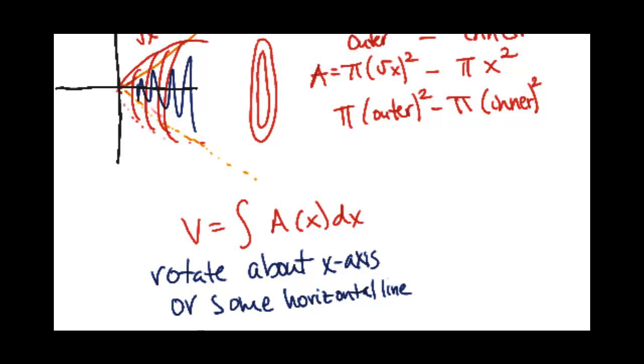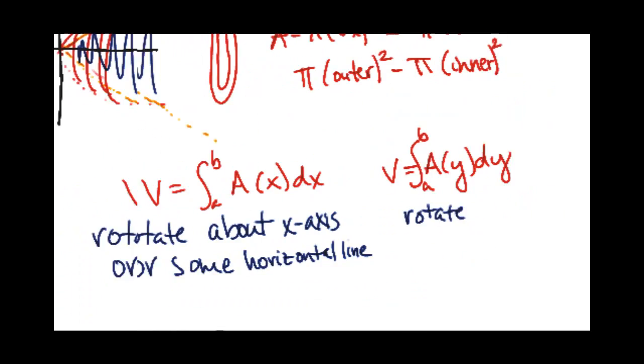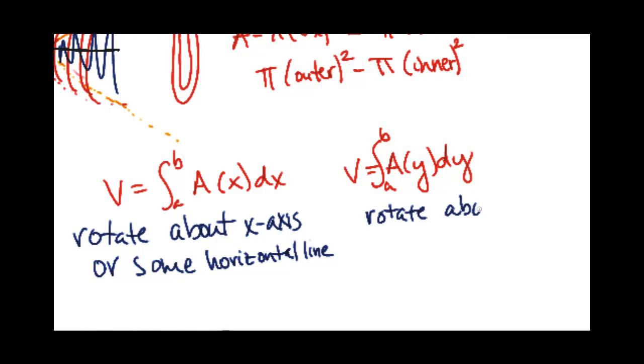And then the formula changes, though, from a to b, to V equals the integral of the area as a function of y, dy, going from a to b. Okay. So then at that point, we're rotating about the y-axis, or some vertical line.